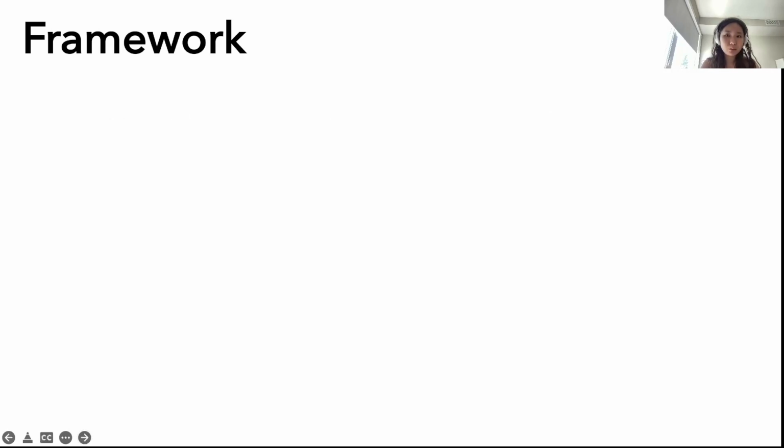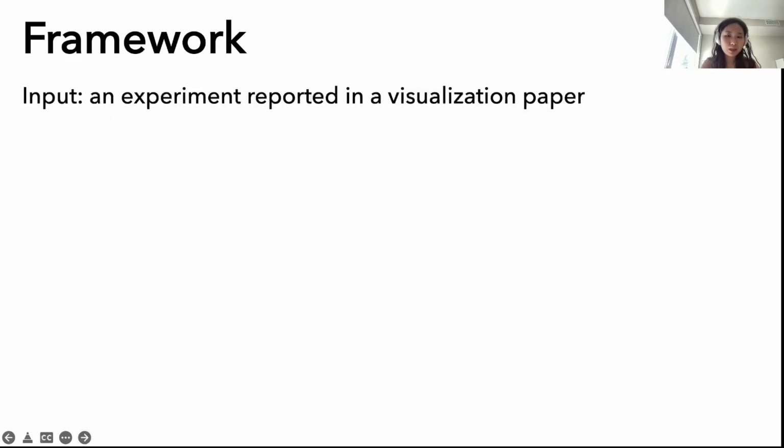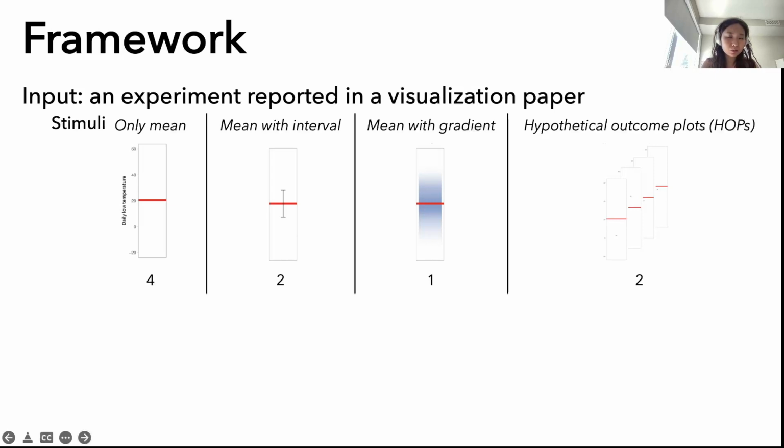So let's imagine we pick the weather forecasting visualization paper. So our framework analyzes an experiment. So the input is simply an experiment that's reported in the visualization paper. So in the weather forecasting paper, the stimuli is one of these four types. And the result is a ranking between them, with mean with gradient maybe performing the best and showing only the mean is the worst.